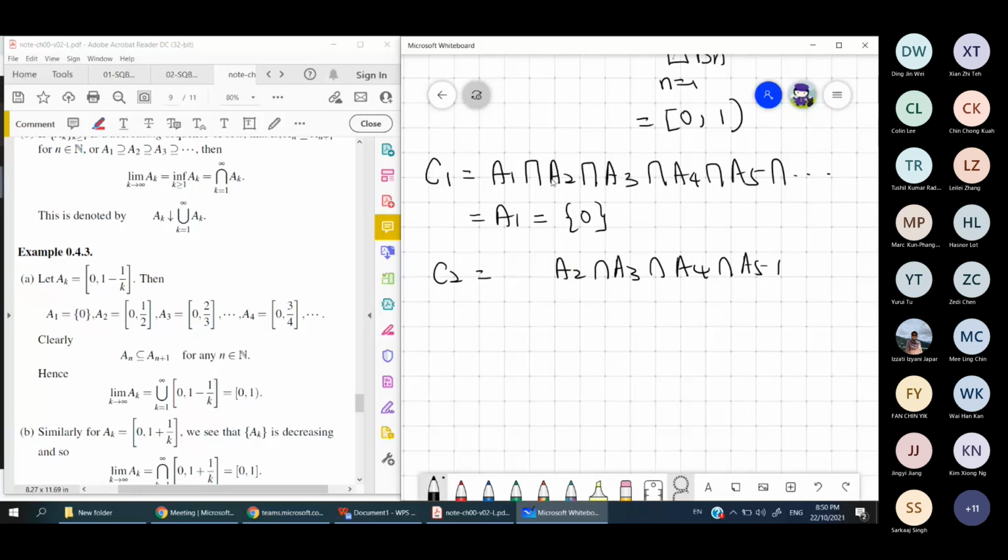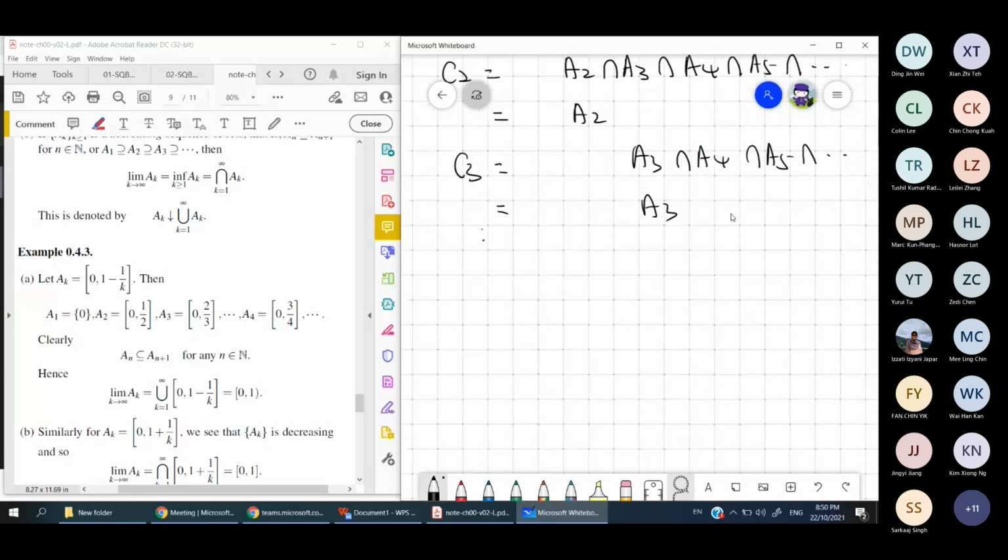And again, A2 is a subset of all of these, and this is the smallest one. So this must be equal to A2, because A2 is the smallest among all these sets. C3 is again A3, A4, A5, and so on. So A3 will be the smallest among all these, so this must be A3, and so on. So in general, in shorthand, we can say that Cn will be equal to An for any integer n.